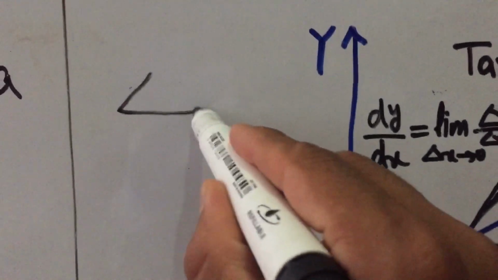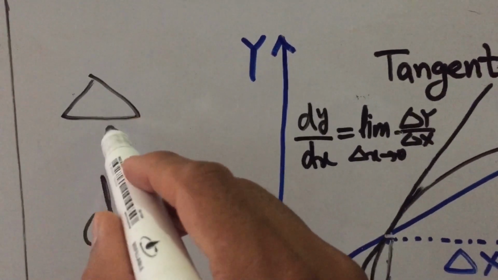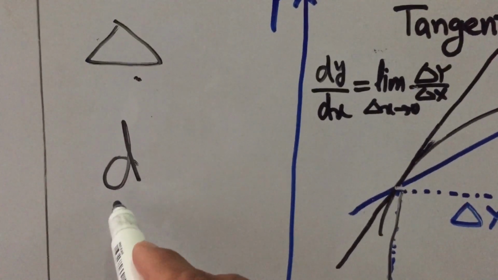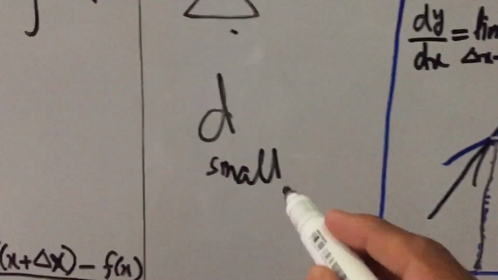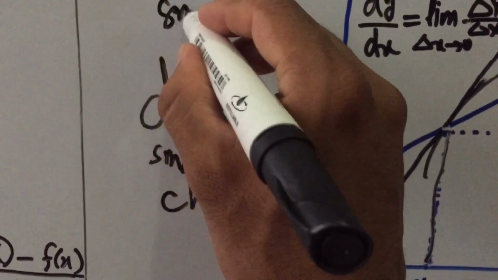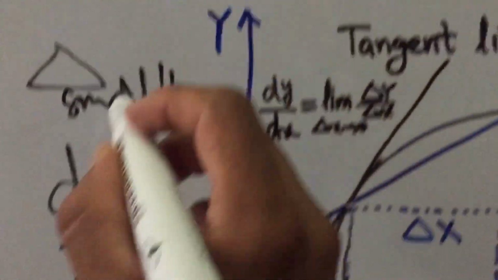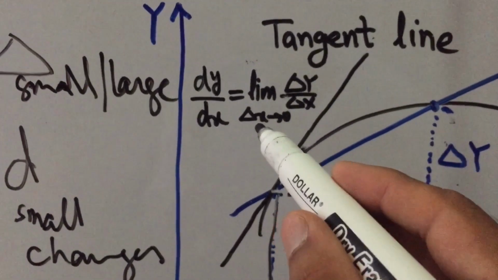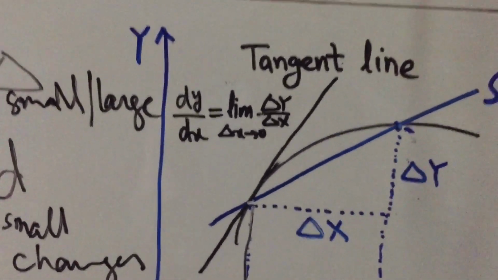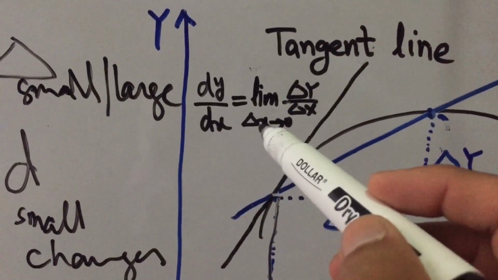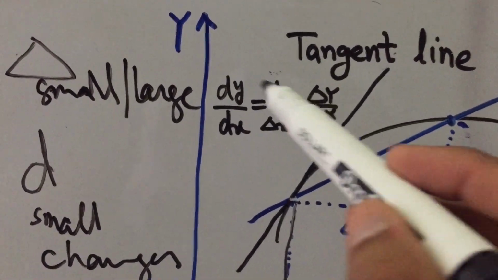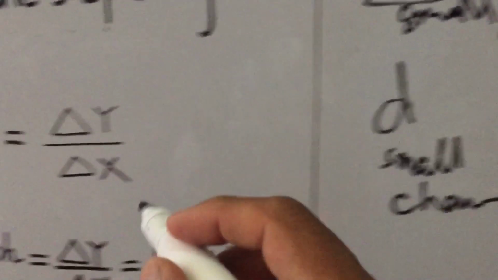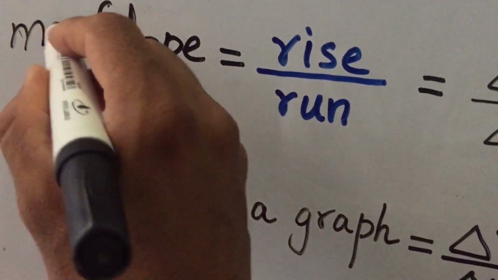What is the relation between this delta and this d? This delta is for large changes, and this small d is for small changes. So if delta is very large, we use delta y over delta x. If delta x is very small, then delta y over delta x converts into dy over dx. This is the slope. We usually write the slope with m.